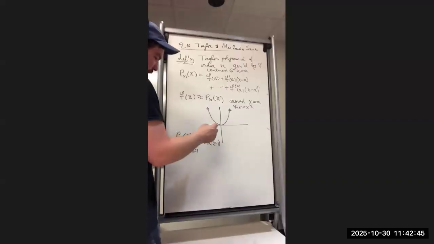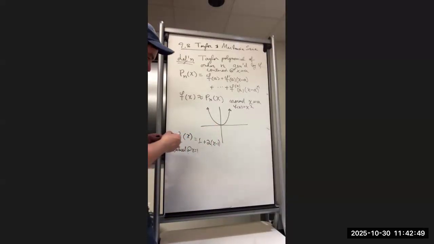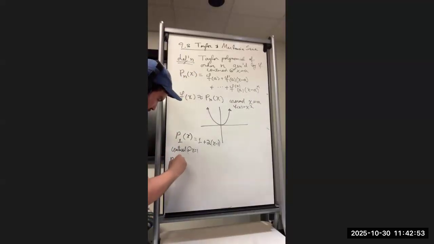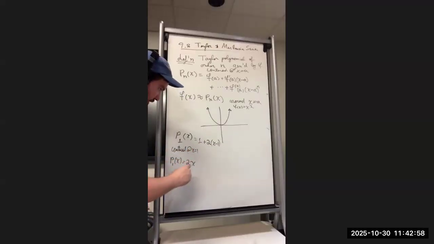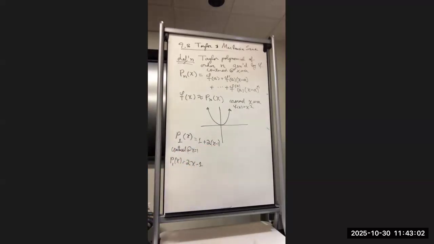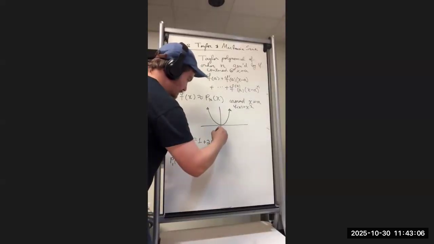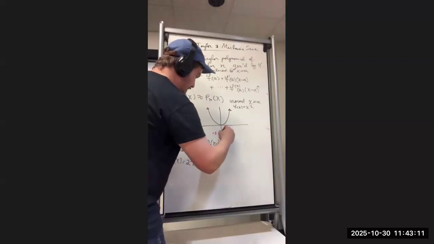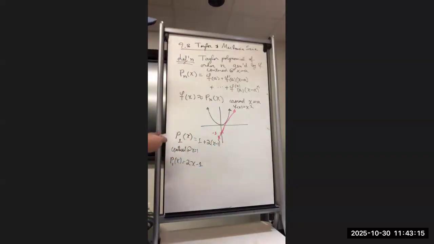So if I look at this thing, what is it going to look like? Let me just simplify it real quick. This will be a linear function, 2x minus 1. So if I graph it, it's going to look something like this. And it should end up being tangent to the curve.